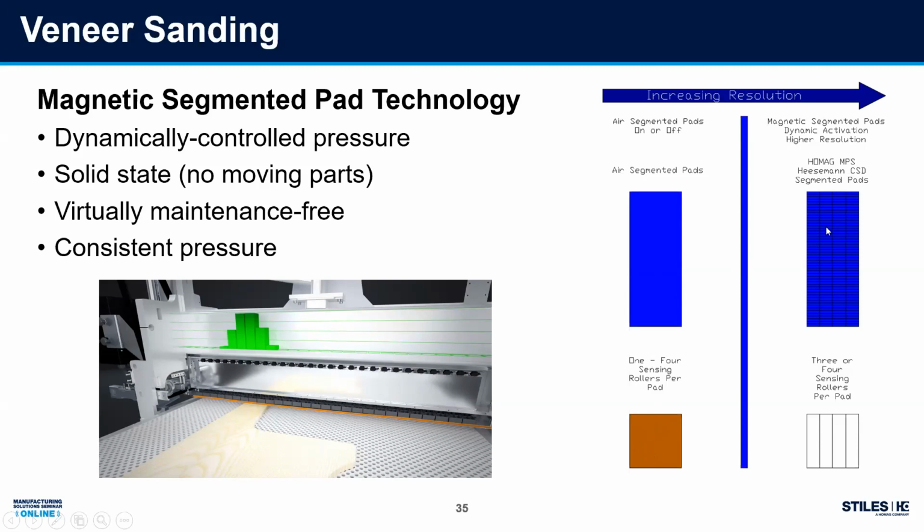When I have a magnetic segmented pad, the difference is I have multiple sensing rollers for one segment. And essentially, I can vary or dynamically control the pressure on that pad based on how much of my workpiece is under the pad. So you can see in the image here on the left, I have something that was kind of pointed. And as it gets wider, where I have more surface area under one individual little pad like here, it will ramp that pressure in and out.